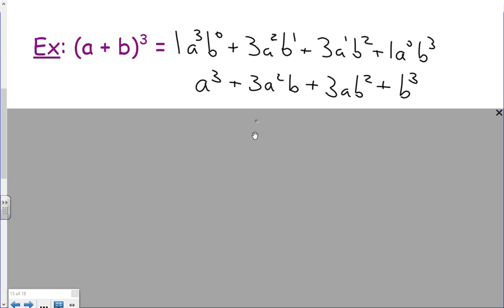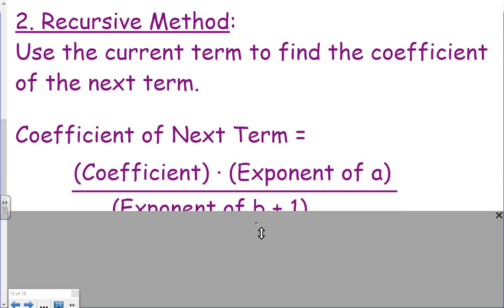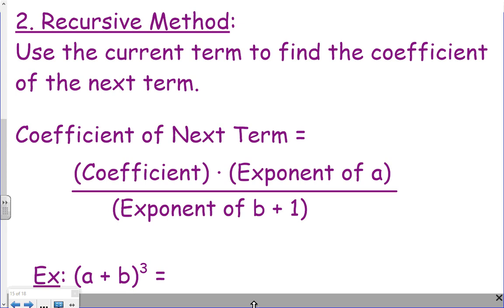Well, the second approach is more of a recursive method. And the recursive method means that you use the current term to help you figure out what the next term is going to be. So you use the current term to find the coefficient for the next term. So here's what you do. To find the coefficient of the next term, you'll take the coefficient of your current term and you'll multiply it by the exponent of your current term for a.